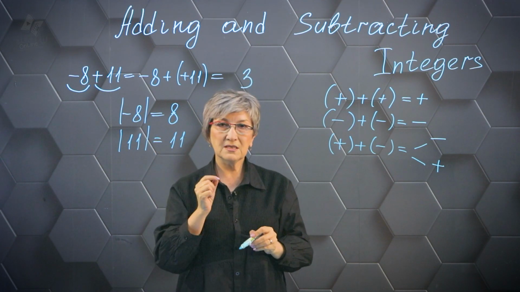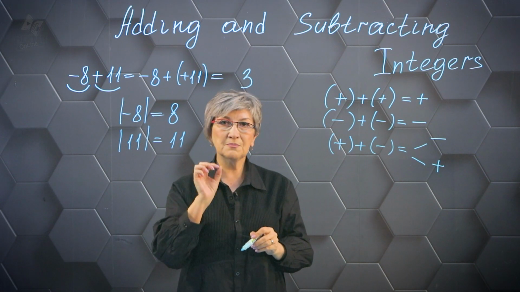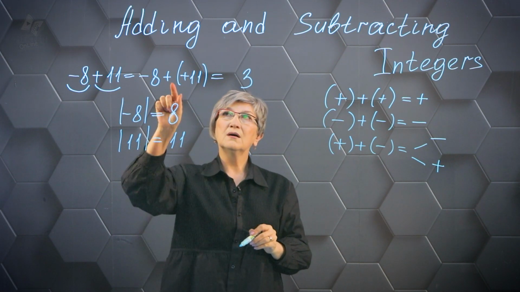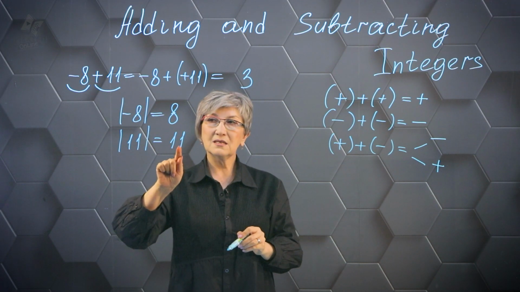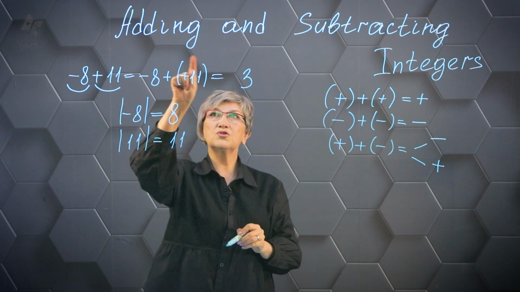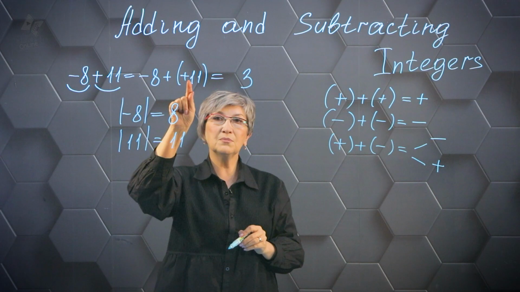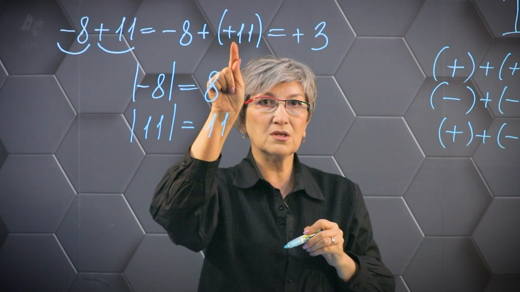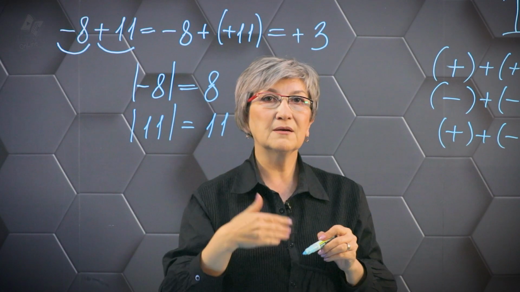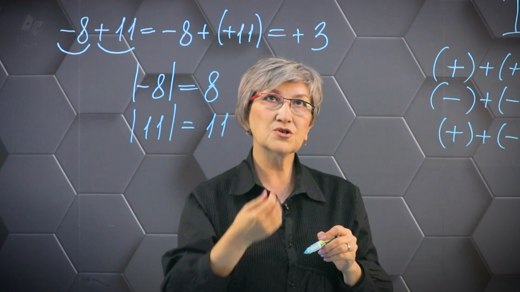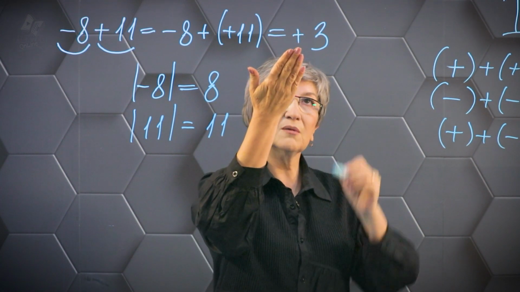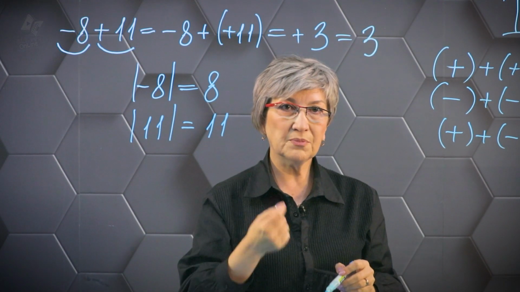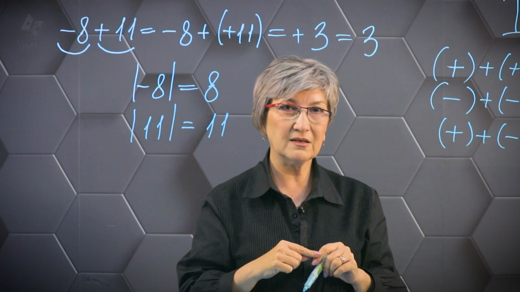But before I write down the final answer, I have to write down the sign. I subtracted 8 from 11, and the number 11 had a plus sign. So in the answer, I put a plus sign in front of 3. But in math, you don't write a plus sign for a positive number. So I write the number 3. Using this rule, you will always get the right answer.